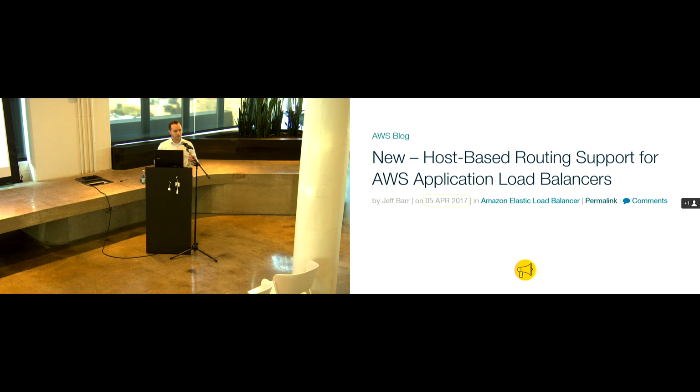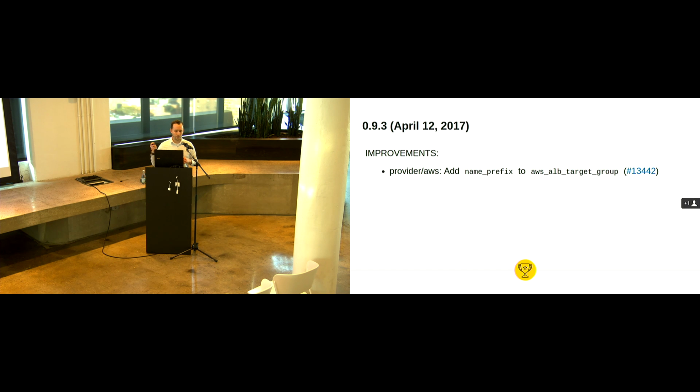One of the arguments that I hear of CloudFormation versus Terraform is that CloudFormation is an AWS product. Theoretically, you'd think that they'd have features implemented faster than a third-party company, but one of the things I wanted to point out here is that on April 5th, AWS announced host-based routing support in their ALBs, and just a few days later, Terraform was able to push out a release that exposed that resource as well.